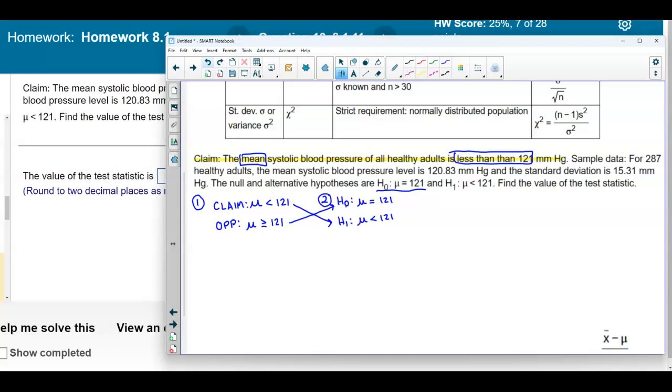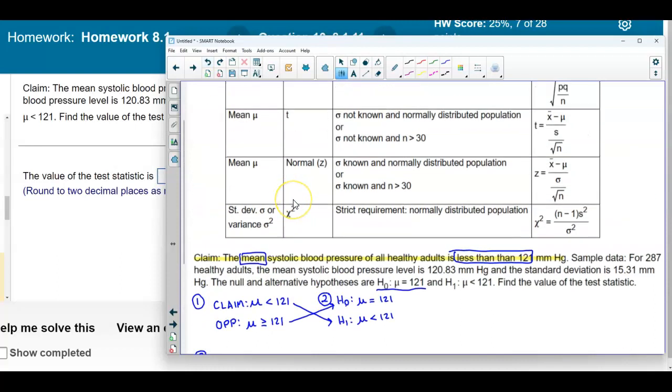Okay, now in step number 3, we need to decide what formula we're going to use. Well, you can see here that we have the mean, and we use the t distribution when the population standard deviation is not known and the population is normally distributed, or the population standard deviation is not known and the value of n is greater than 30. Well, we would use the normal z distribution if the population standard deviation is known.